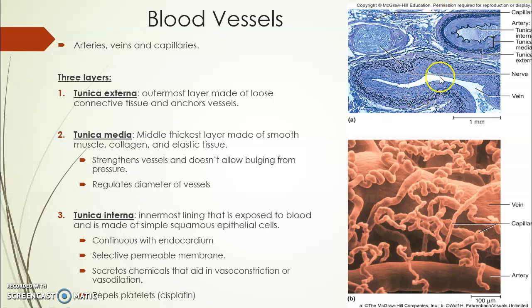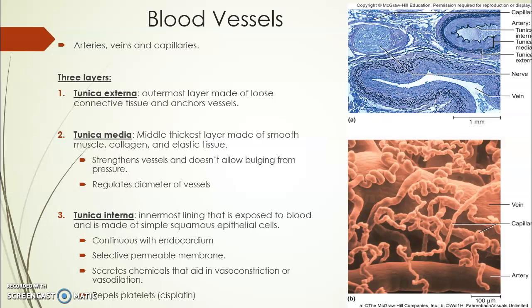Now, these are going to secrete that cisplatin, which is going to be another chemical that's going to help propel those platelets so clotting does not actually occur. Remember, we talked about prostacyclin, which is going to be another chemical that's going to help propel or help remove any of those unwanted clots. So these layers are going to be consistent throughout the blood vessels within the arteries, veins, and the capillaries.